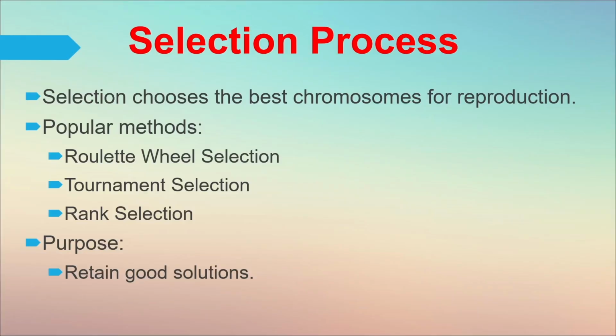So, what are the popular methods? Roulette wheel selection method, tournament selection method, rank selection method. These are all the popular methods that can be used to conduct the selection process. What is the purpose of the selection process? We want to retain some good solutions. We need to safeguard those good solutions, and try to produce as many good solutions as possible from the good solutions. In doing so, we do not lose the good solutions and get stuck in poor solutions. So, the selection process will always try to retain the good solutions.